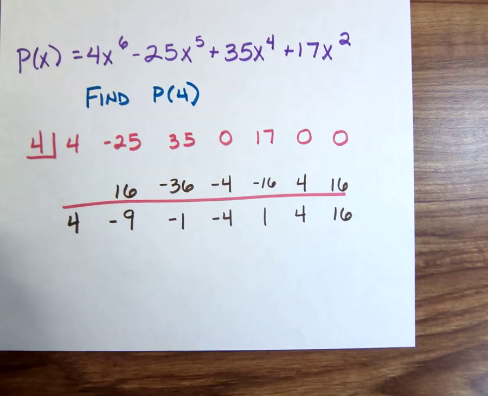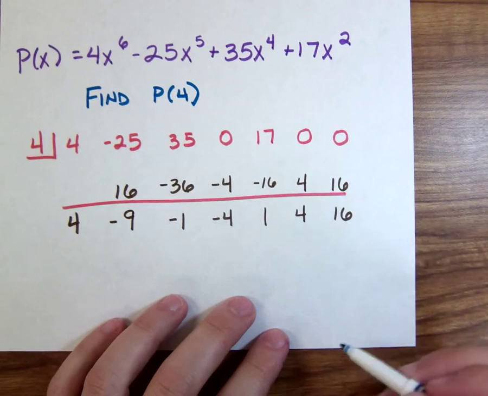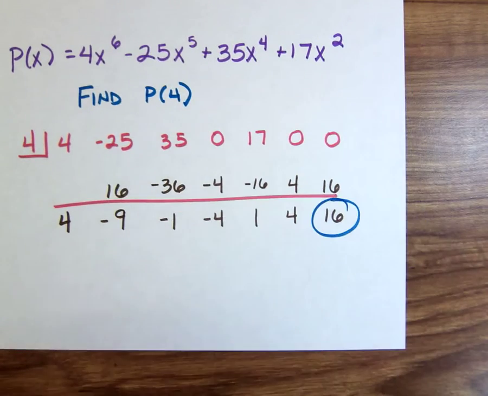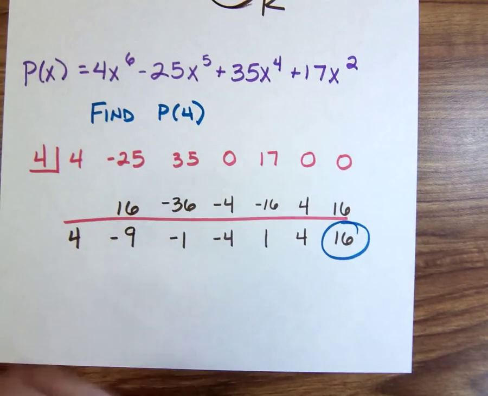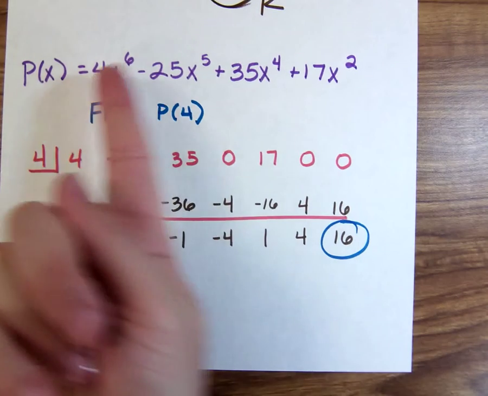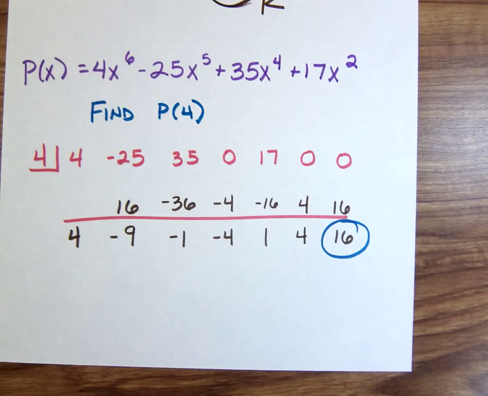I don't even care about the whole problem because I just wanted to find P of 4. What's the answer? 16. There you go. Now you would have gotten 16 if you'd plugged in 4 to this equation. You just wouldn't have enjoyed it.